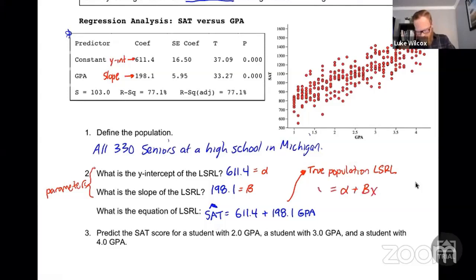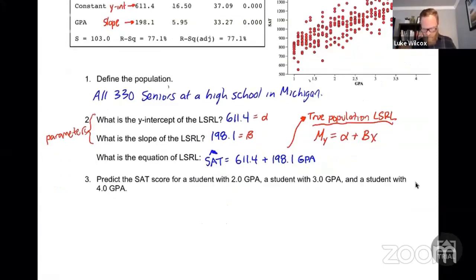Now, I think we're used to writing y here. And it turns out, and I'll show you how this works in just a second, that what we should actually be writing here is the mean of y. After we talk through question number 3, I think that'll make a little bit more sense. But at least you know the correct notation for the true population LSRL.